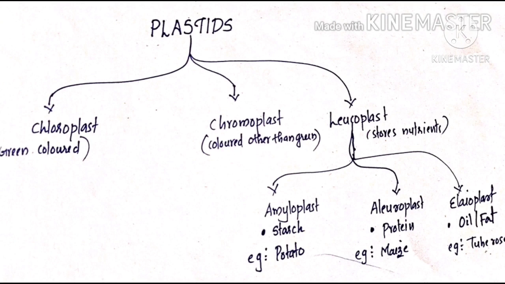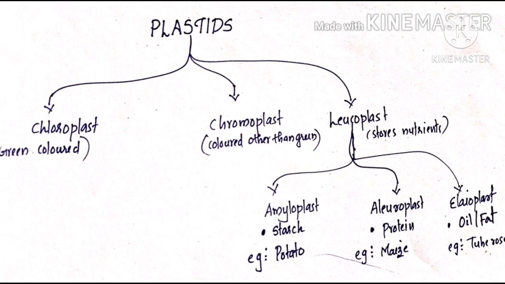The example for amyloplast is potato. The example for alluroplast is the maize. When you are analyzing maize, you can see a layer known as the aleurone layer, that protein-rich layer containing a leucoplast, namely alluroplast. Eleoplast is commonly found in tuberose and castor. Remember, amyloplast stores starch, alluroplast stores protein, eleoplast stores oil or fat.